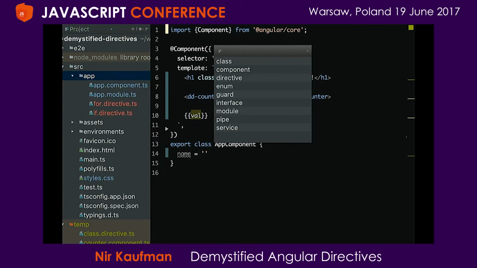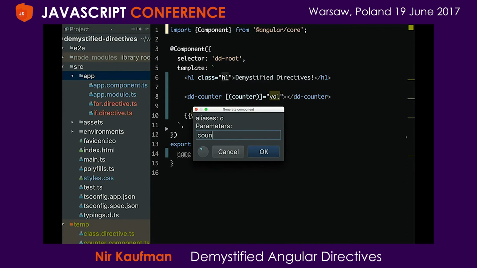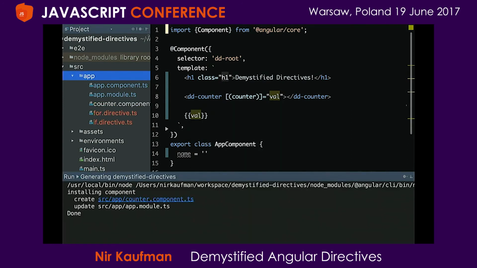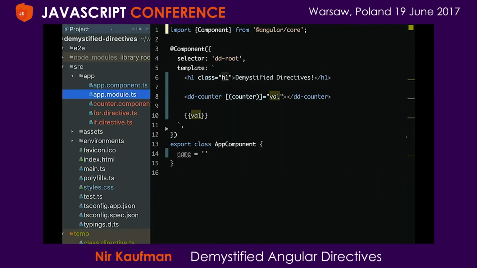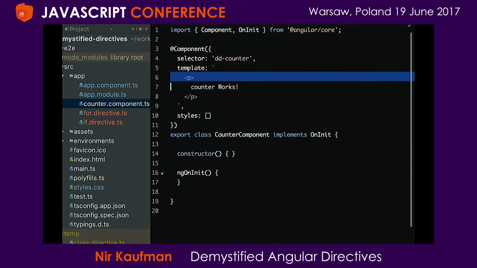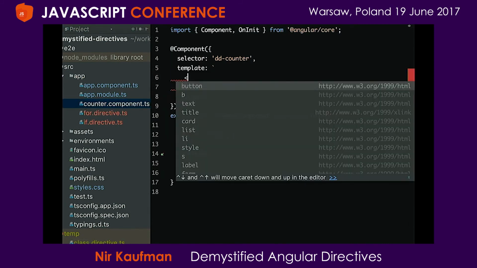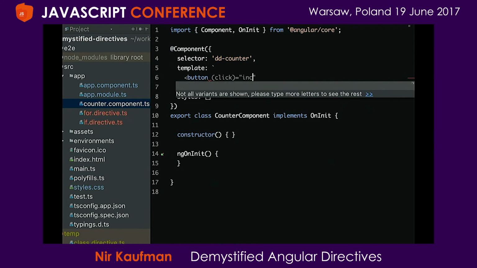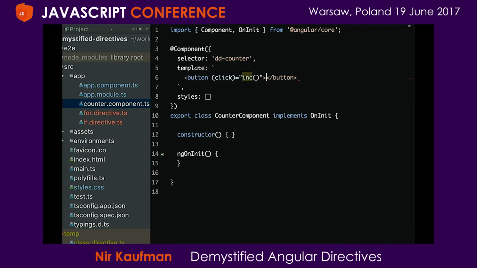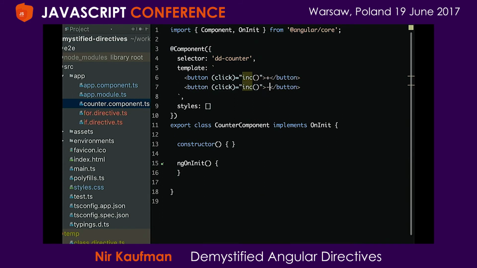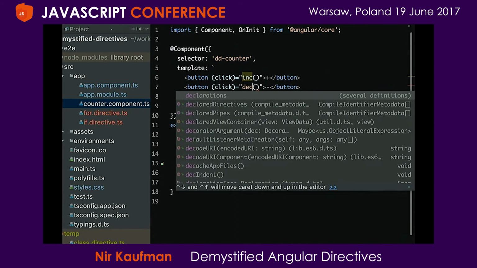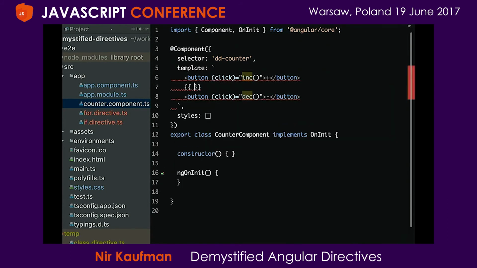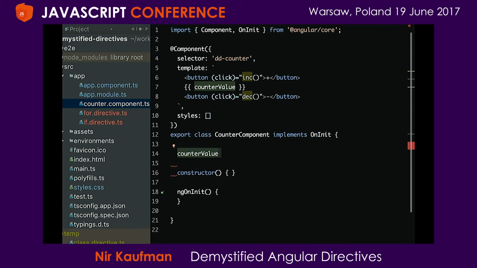Let's generate a component. Let's call this component counter. Go to counter. Let's build a simple counter component. Button, bind to the click. This will be increment. The other one will be decrement. Right here I'm going to put my counter value. I'm going to create a counter value. All right?